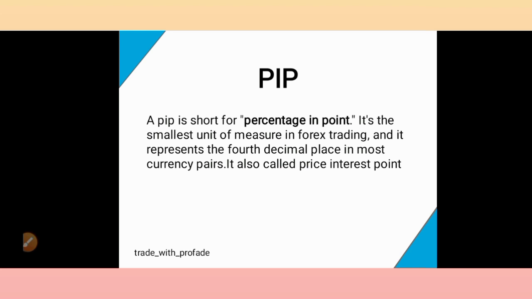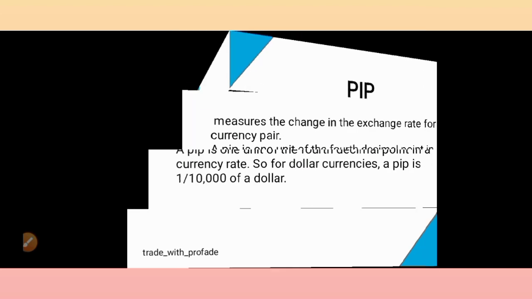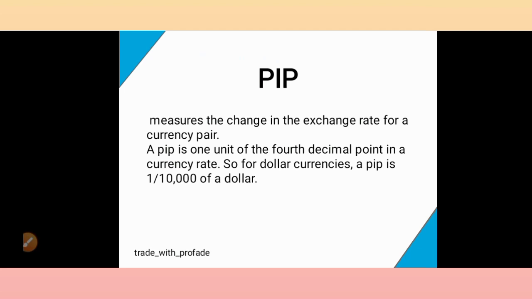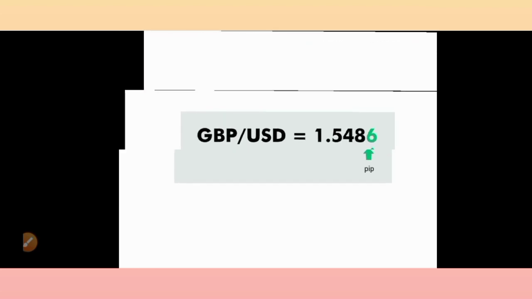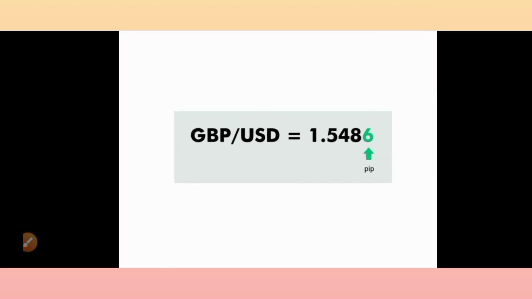PIP measures the change in the exchange rate for a currency pair. A PIP is one unit of the fourth decimal point in the currency rate. So for dollar currencies, a PIP is 1 per 10,000 of a dollar. So what does that mean? Let's take a good look at this. GBP/USD equals 1.5486. If you count well, after the decimal point we have 5486. So the fourth decimal place there is 6. That 6 is where you get your PIP. If it were 5 there, that would be your PIP as well.